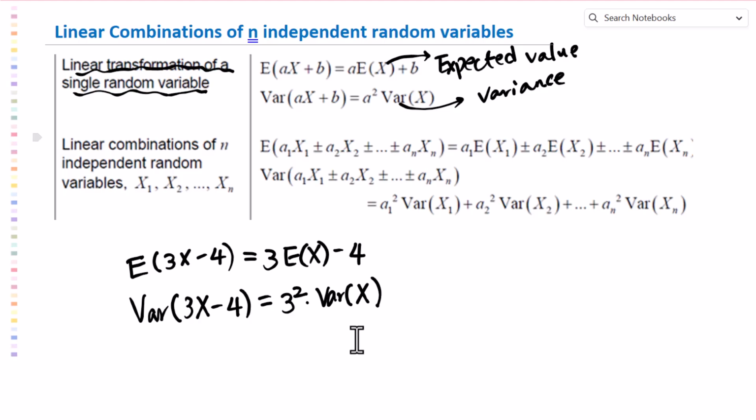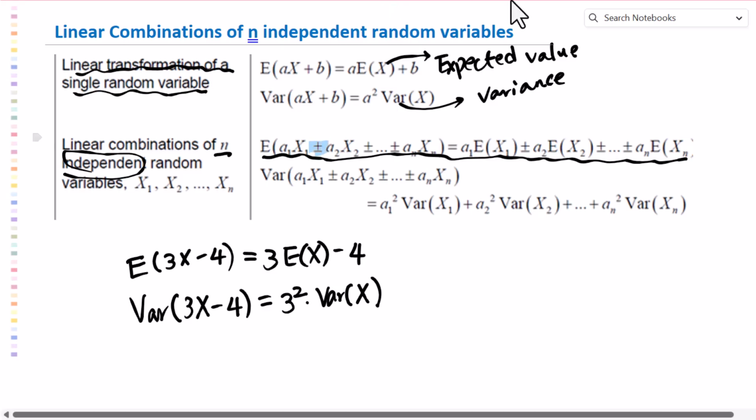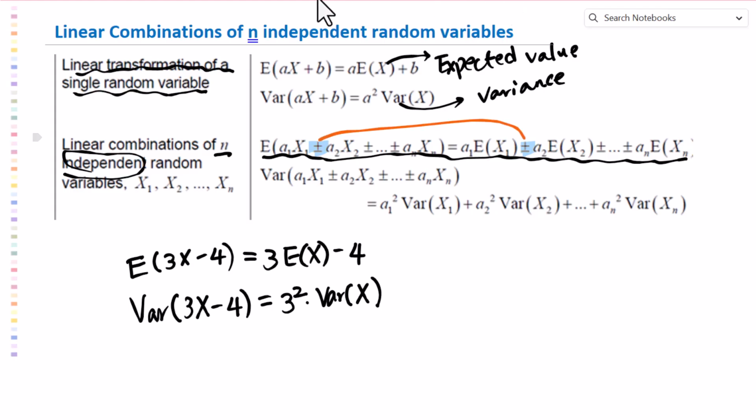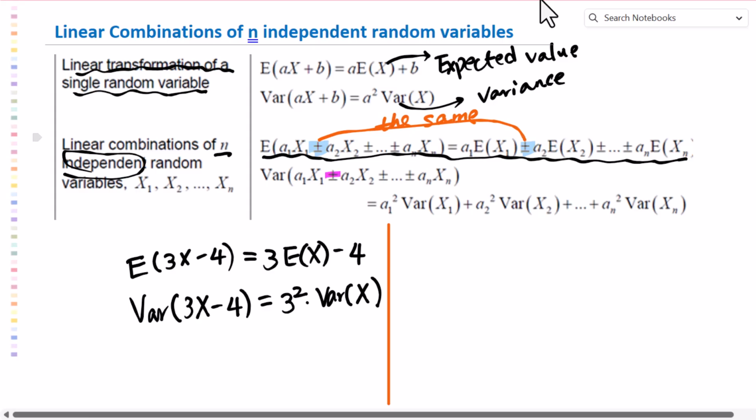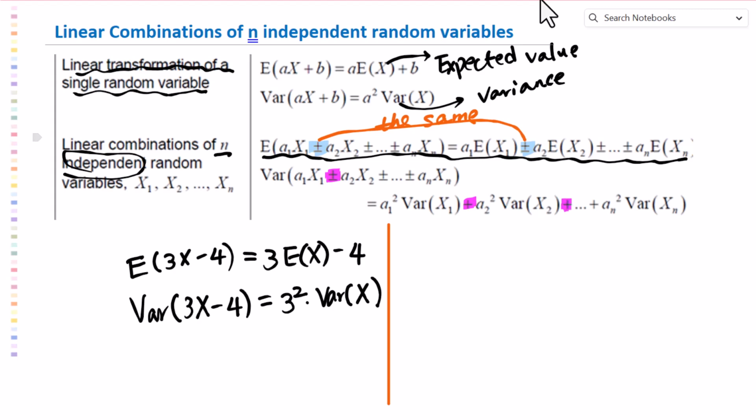Now let's go to linear combinations of n independent random variables X1, X2 to X sub n. Here is a formula given. You could say plus or minus, the same, but for this plus or minus here, we only have a plus. We don't have a minus. Plus or minus will be changed into plus.